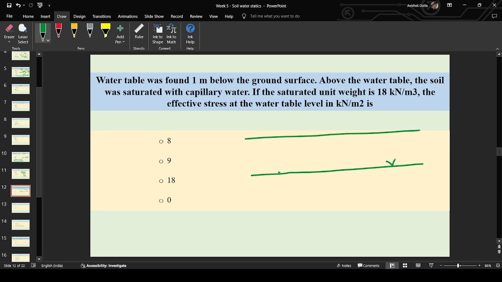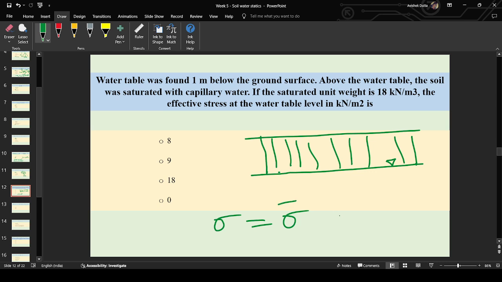What is the answer you have got? 0, sir. 0. This is the ground surface, right? Yes, sir. So above the water table, the soil is saturated with capillary water. There is capillary action. So during this capillary action, what happens? The rule we follow, that is total stress equal to effective stress, isn't it?